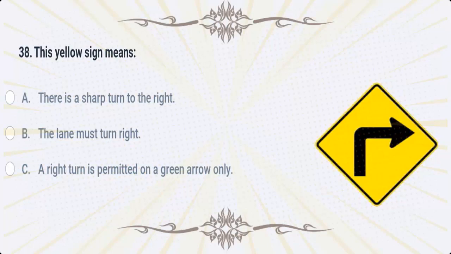This yellow sign means A. There is a sharp turn to the right. B. The lane must turn right. C. A right turn is permitted on a green arrow only. A. There is a sharp turn to the right. Some warning signs have a fluorescent yellow-green background. These signs warn of upcoming conditions, including roads with curves and sharp turns.